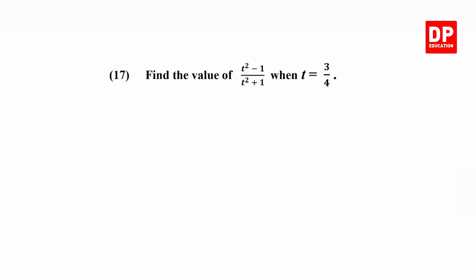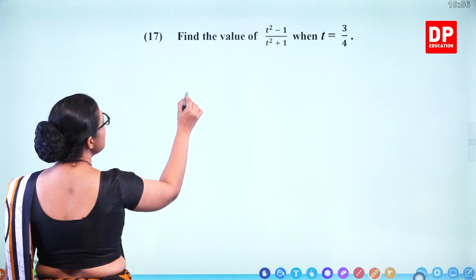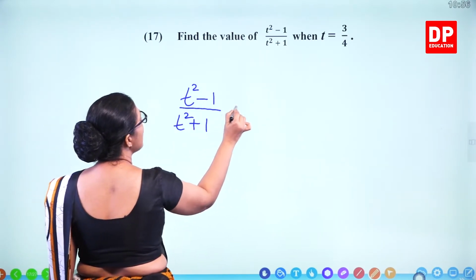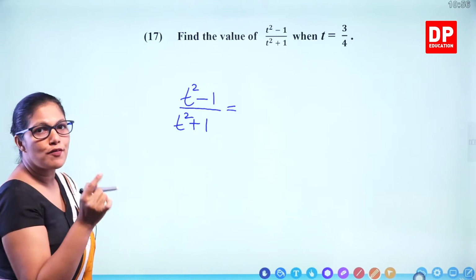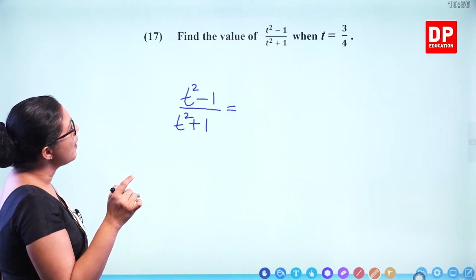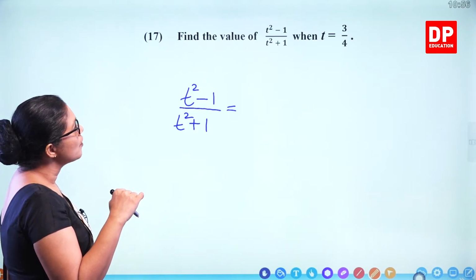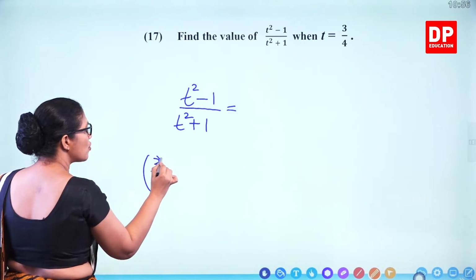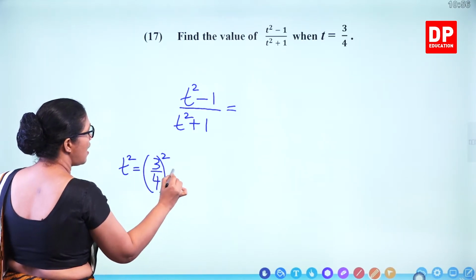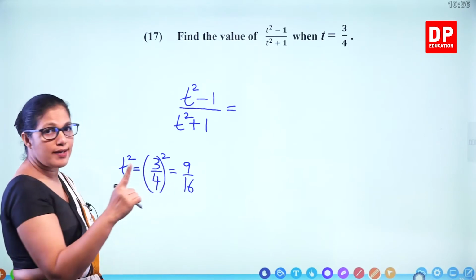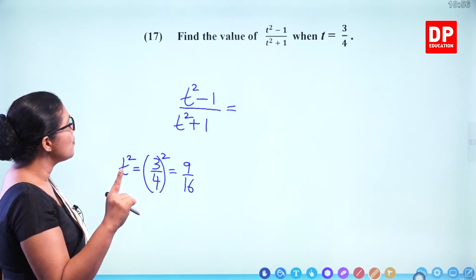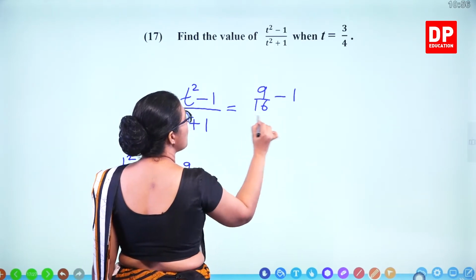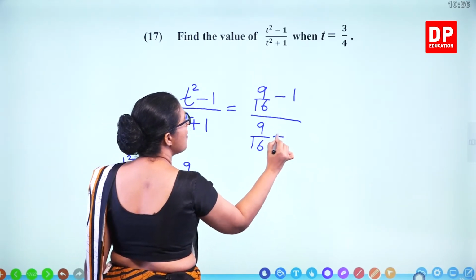Question number 17. Find the value of t squared minus 1 over t squared plus 1. Again, similar question. Here you have to substitute t equals 3 over 4. So what is t squared? If t is 3 over 4, you square it to get t squared: 9 over 16. 3 squared is 9, 4 squared is 16. So we'll substitute that: 9 over 16 minus 1 and 9 over 16 plus 1.